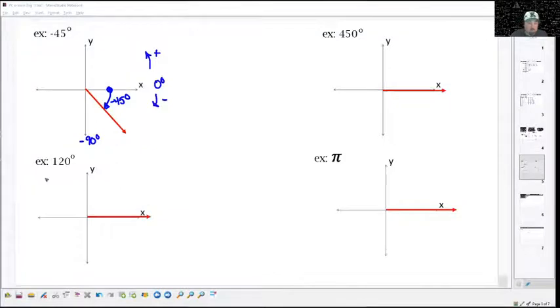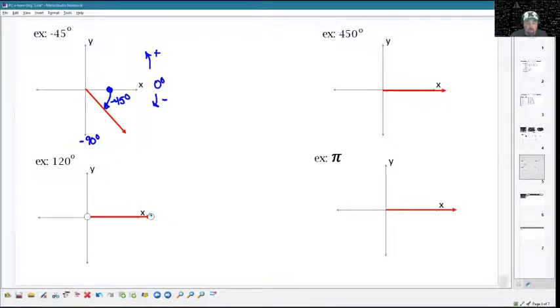All right, so 120, this is a positive angle, so we know we're going to be rotating counterclockwise. We know that's 90. 120 is only 30 more into this, so it's a little bit closer to the y than it should be to that negative x.